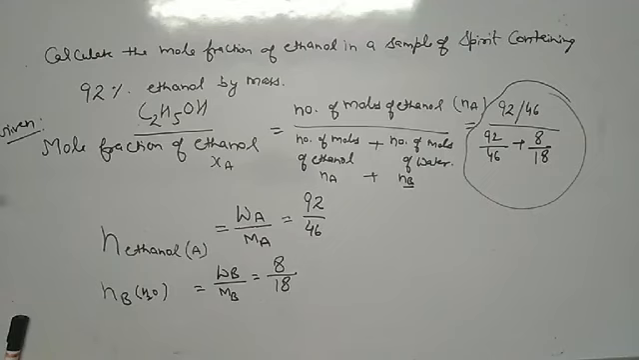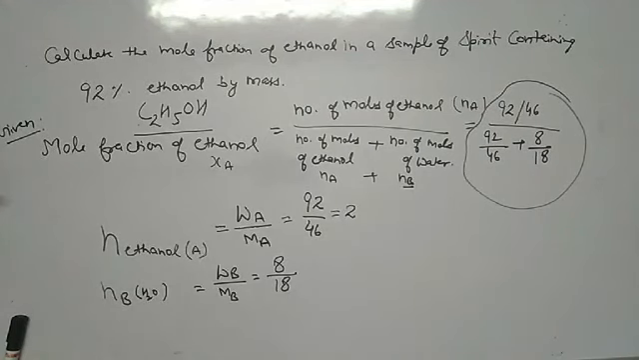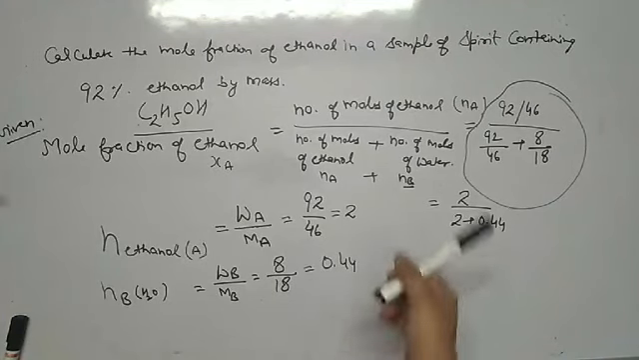Jessica, hurry up beta, I am also trying. Where's the calculator? Fraction-wise, step by step. 92 divided by 46 is equal to 2. Clear? So this one is equal to 2, and 8 divided by 18 is 0.44. For which one are you getting 2.4?